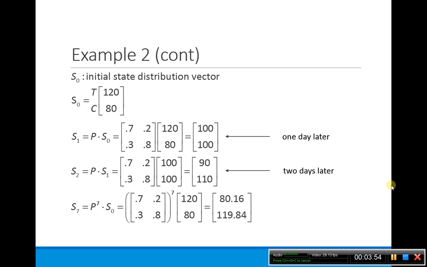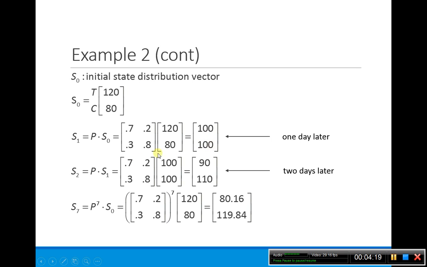Okay, so here's what we have. Our initial state is 120 people drinking tea and 80 people drinking coffee. So how do we find state 1? We multiply our initial state by our probability transition matrix. Here's our transition matrix. So 1 day later, we have 100 people drinking tea and 102 people drinking coffee.